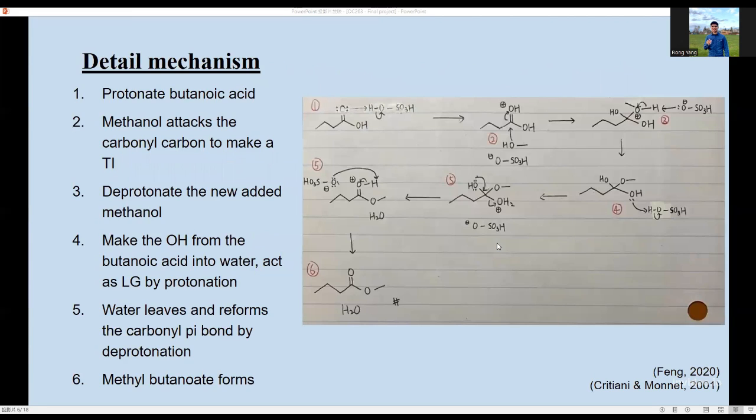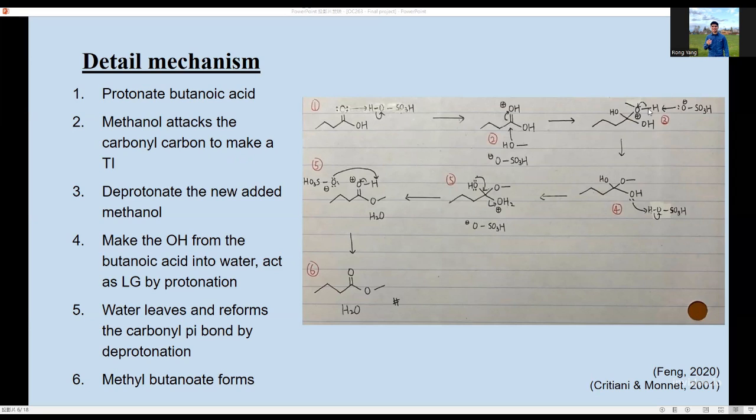Let's have a look at the detailed mechanism here. So first, we protonate butanoic acid. Secondly, methanol attacks the carbonyl carbon to make a tetrahedral intermediate, the TI. Third, we deprotonate the newly added methanol.